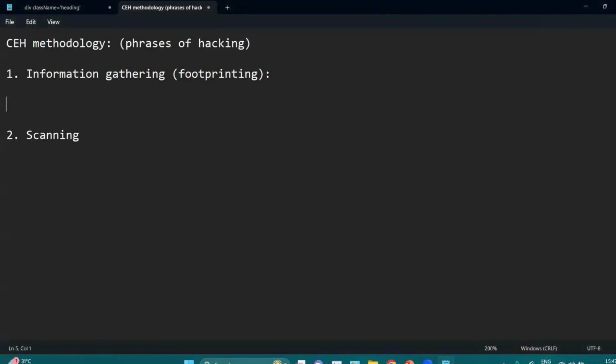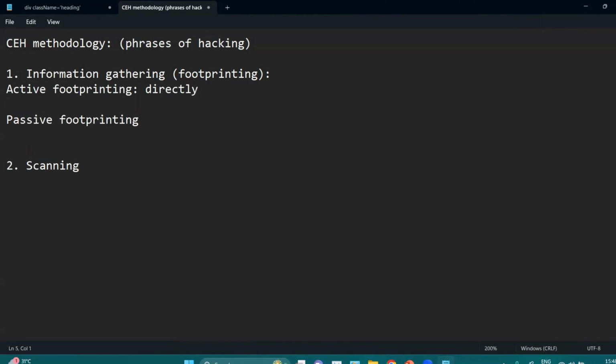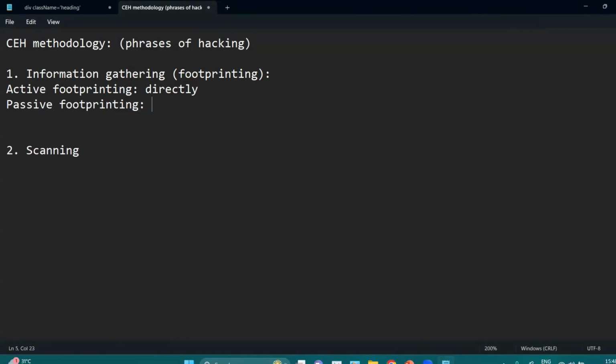So in information gathering, which is also known as footprinting, we have two types of footprinting: active footprinting and passive footprinting. In active footprinting, you are collecting the information directly. In passive footprinting, you are collecting the information indirectly. So in the active, you are directly interacting with the target.